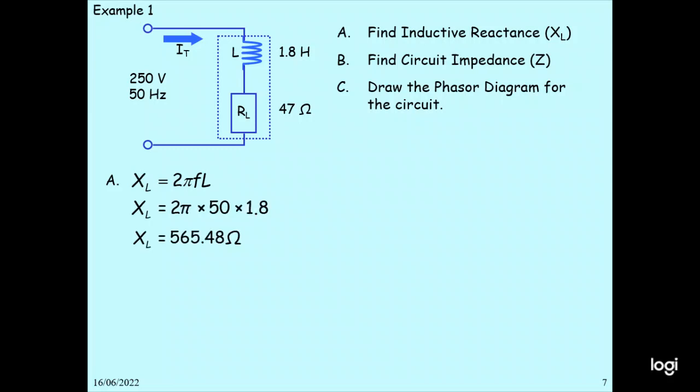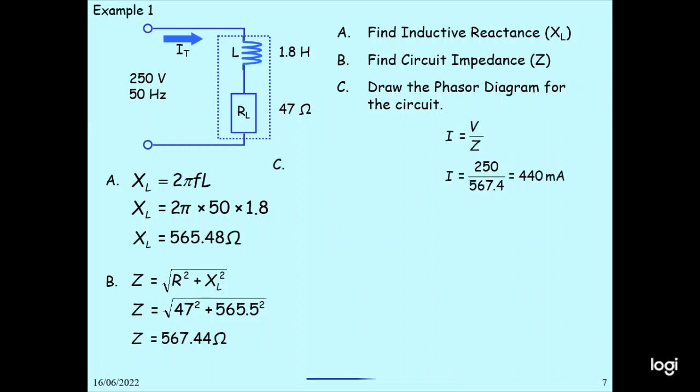You got 565.480 ohm. Z equals the square root of R square plus XL square. Therefore, 47 square plus 565 square, so you have 567.4 ohm. And then I is V by Z, 250 by 567.4, you got 440 milliampere.